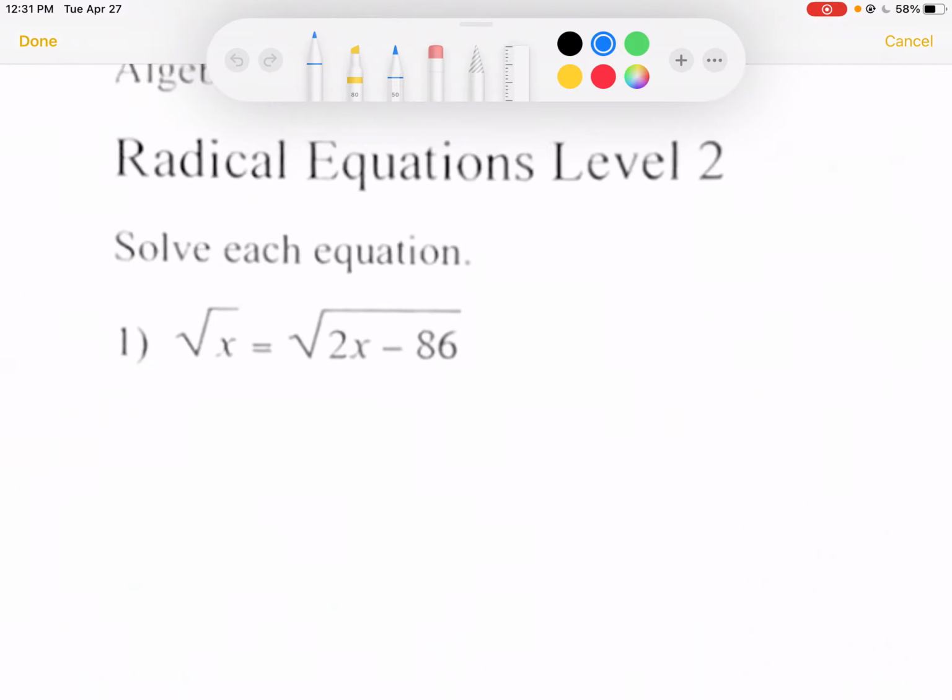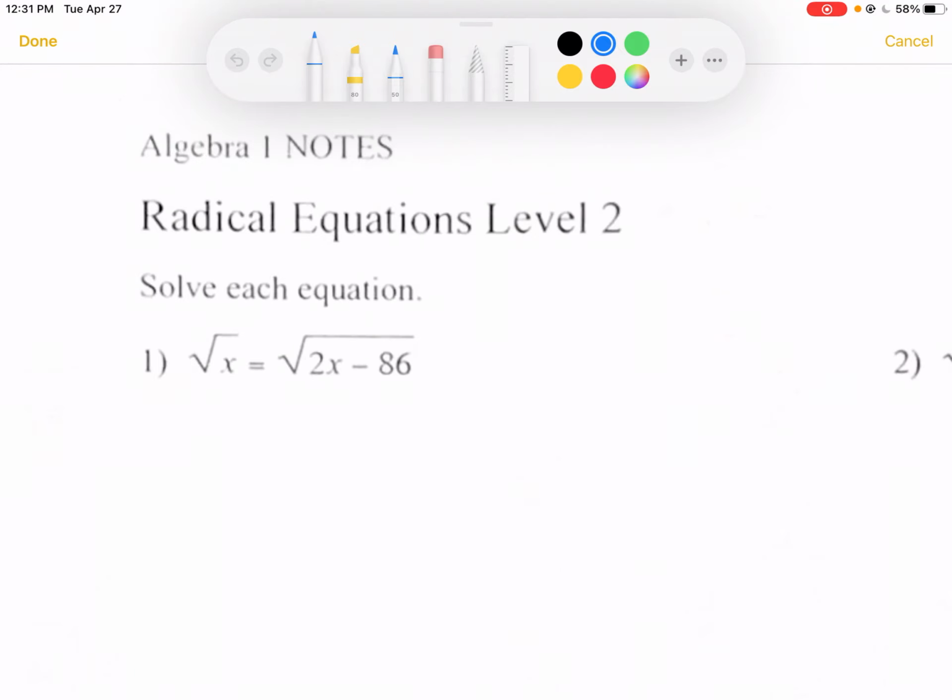Okay, so if I have a square root on both sides like this, I can square both sides of the equation. Now remember, we said a square root and squaring something, like x squared versus the square root of x, are opposites of each other. So if I square this equation on both sides, I'm going to have x equals 2x minus 86. So I'm going to have exactly what was inside the square roots, just without the square roots.